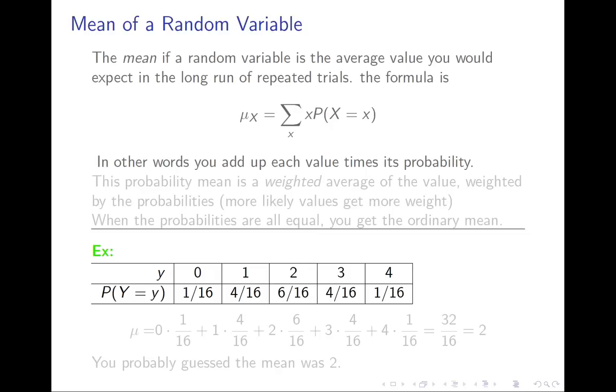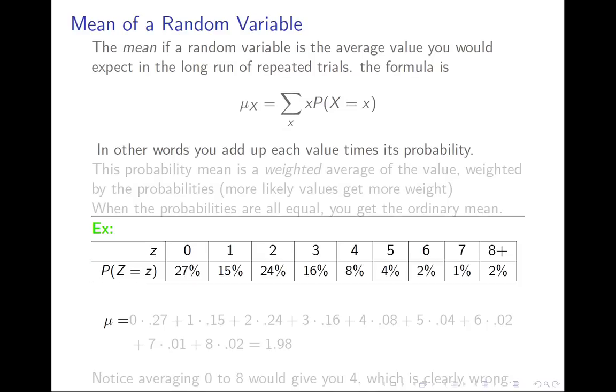So here's our first example. Here's y. So its mean, we are going to add up each value times its probability. So we're going to take 0 times its probability 1/16 plus 1 times its probability 4/16 plus 2 times 6/16 plus 3 times 4/16 plus 4 times its probability 1/16. When we add that all up, we get 32/16 or 2. So the mean, the average number of heads that you expect when you flip 4 coins, is 2. That's not very surprising, and maybe looks a little like making a big deal out of nothing.